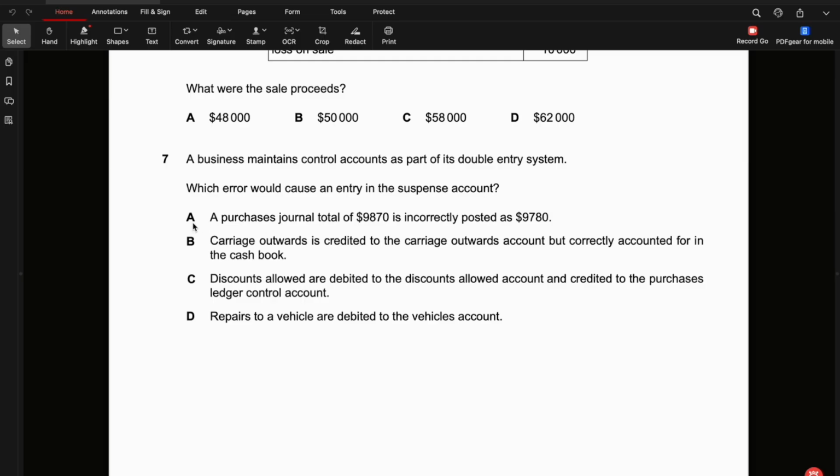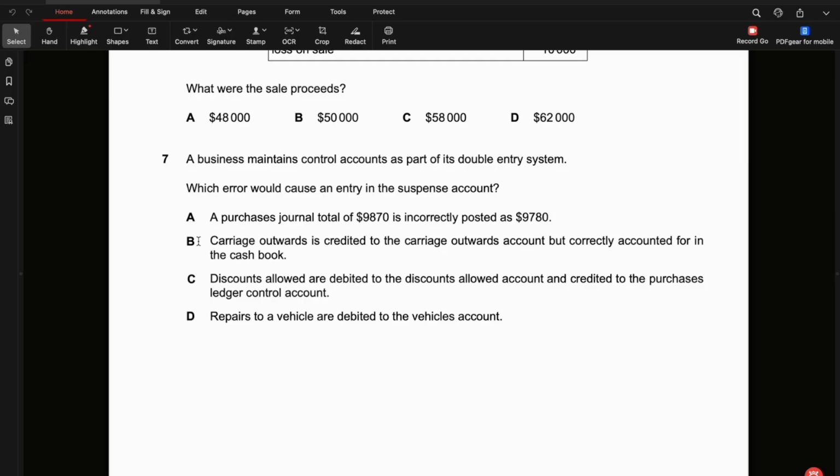So option A, purchase journal total 9,870 is incorrectly posted as 9,780. Now remember, this is the journal that we have made, and the journal would be posted into the ledger account, and this total of the journal will be created in the control account. So this is only incorrectly posted from the total to the control account and not to the ledger account. So basically all the ledger account balances are correctly entered. So this is not the error.